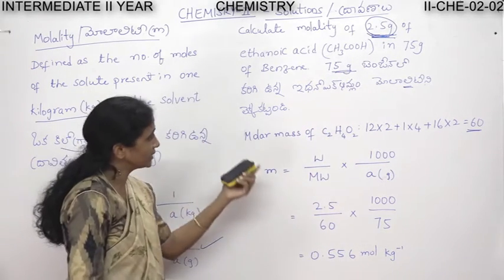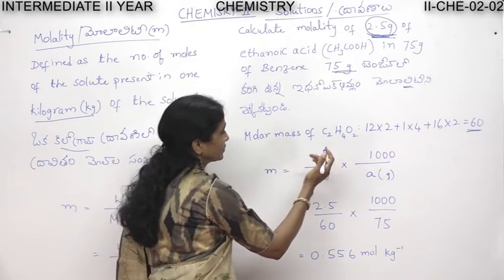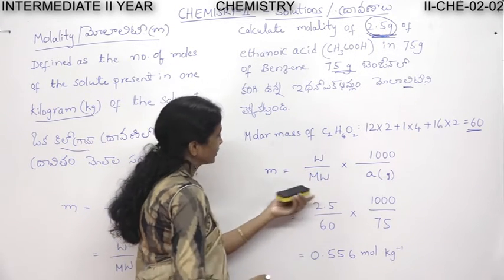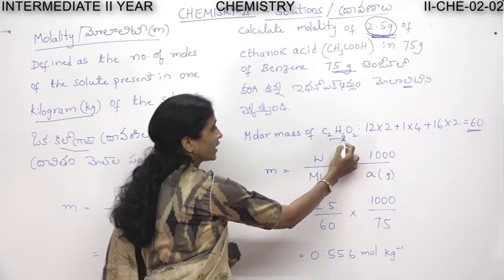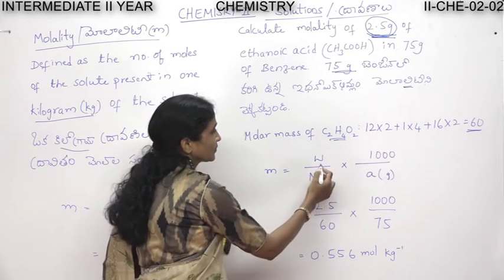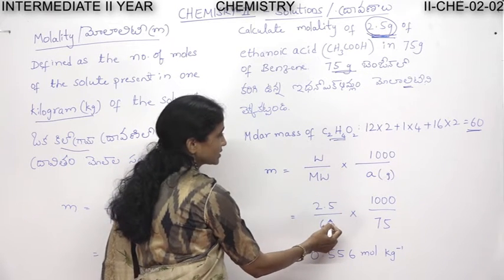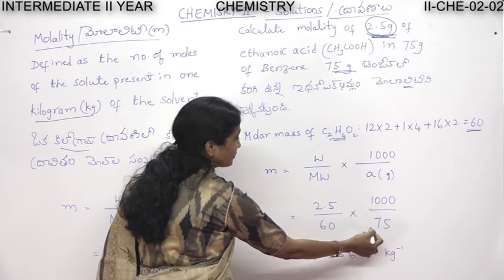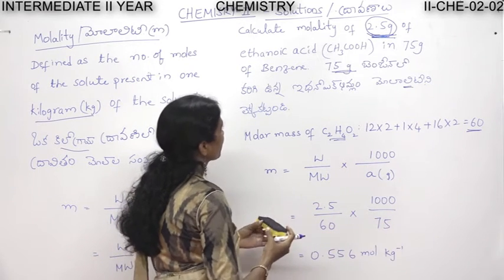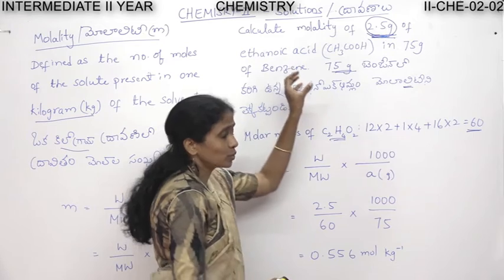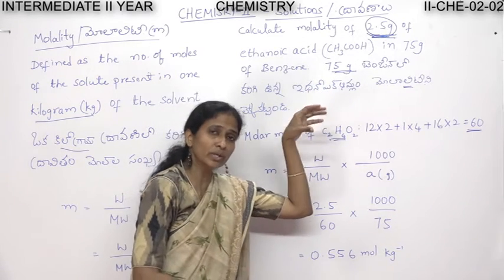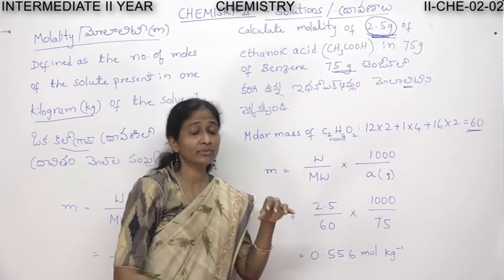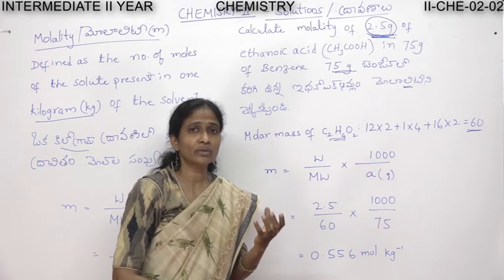Okay, it is already there. So 2.5 grams of weight by molecular weight. Molecular weight of ethanoic acid, what is that? 60. So 2.5 by 60 into 1000 by 75. What is this 75? So benzene. So that means 2.5 grams of solute is dissolved in 75 grams of solvent.